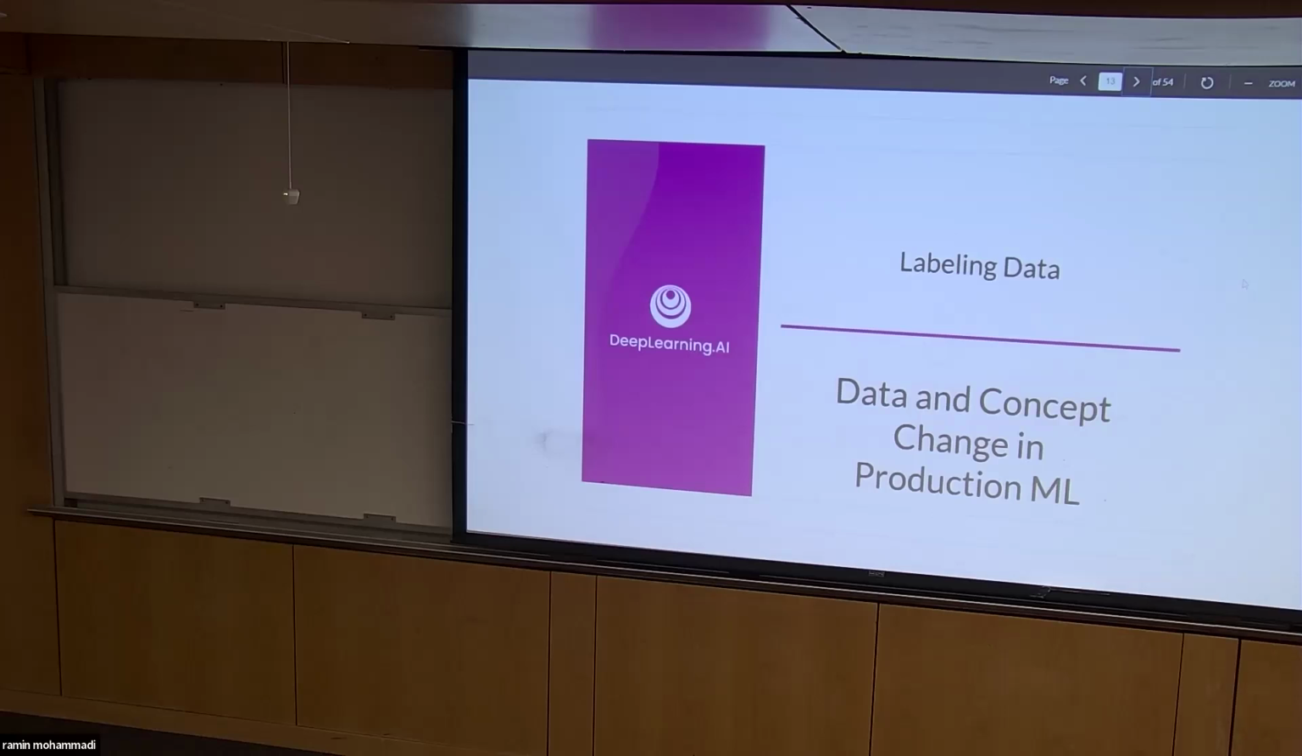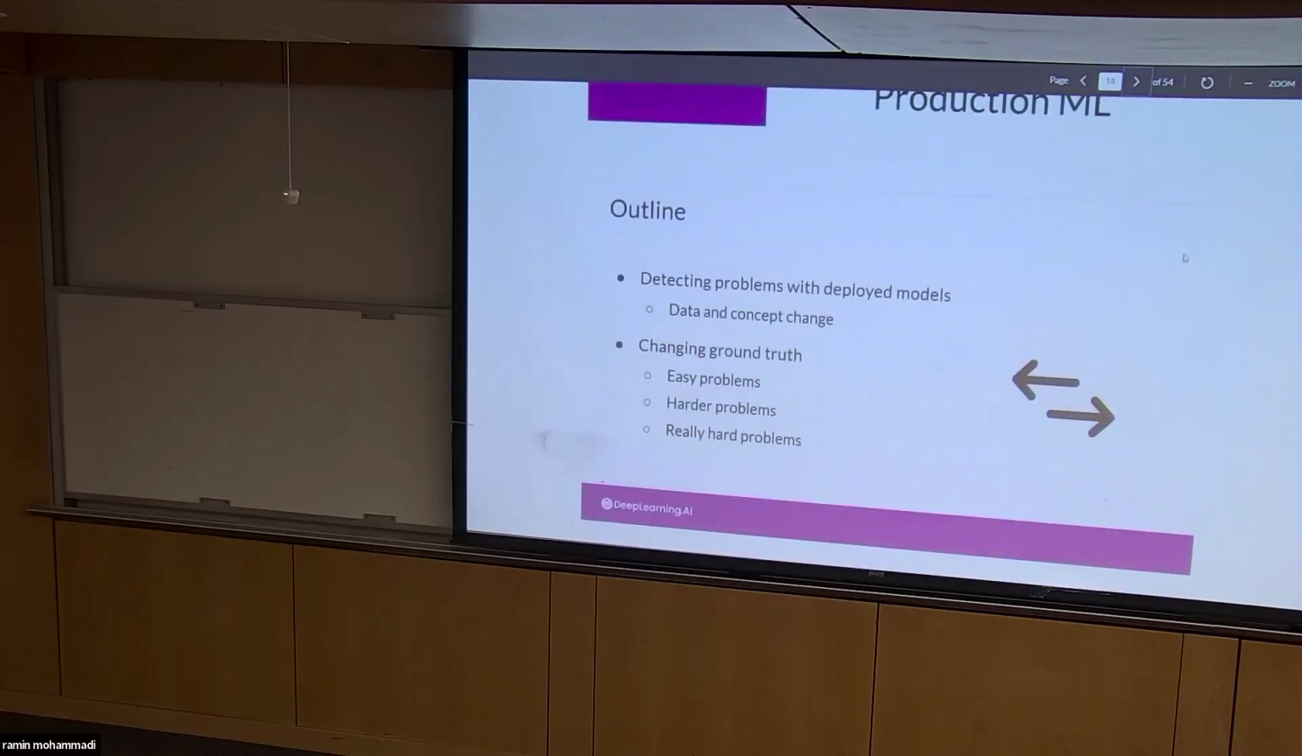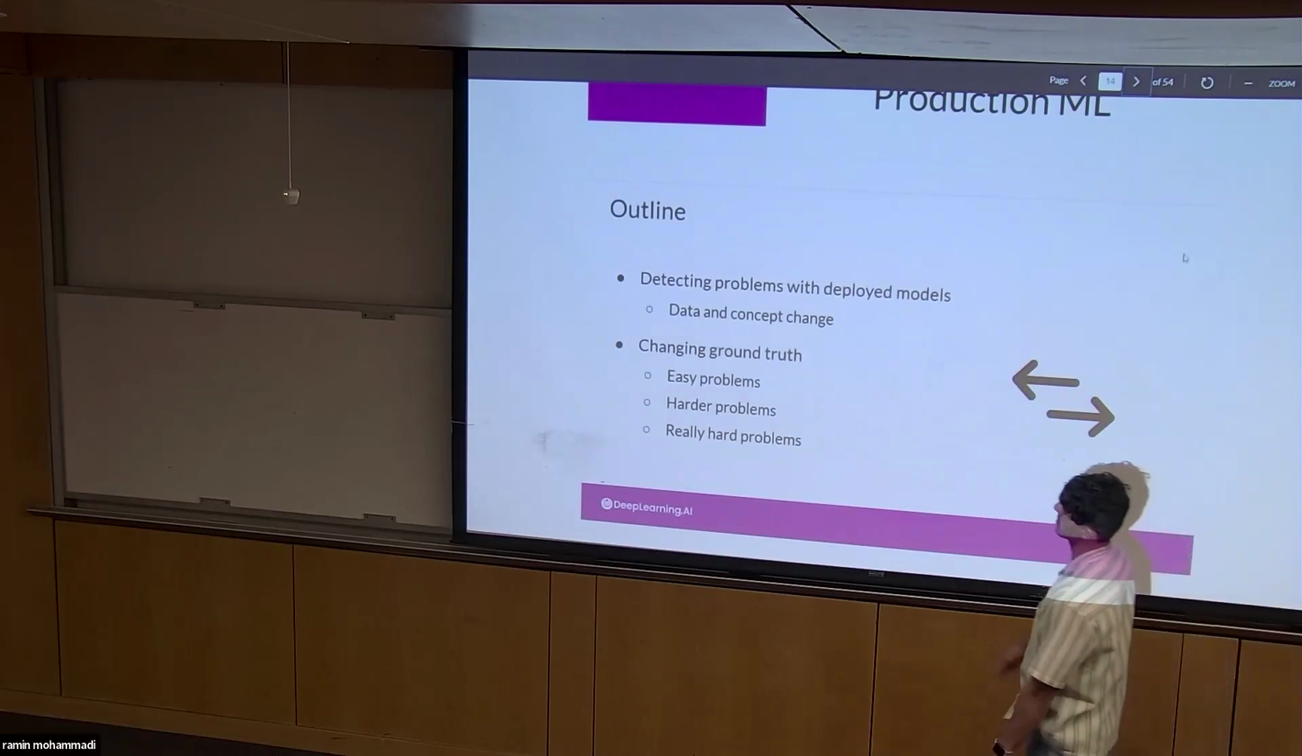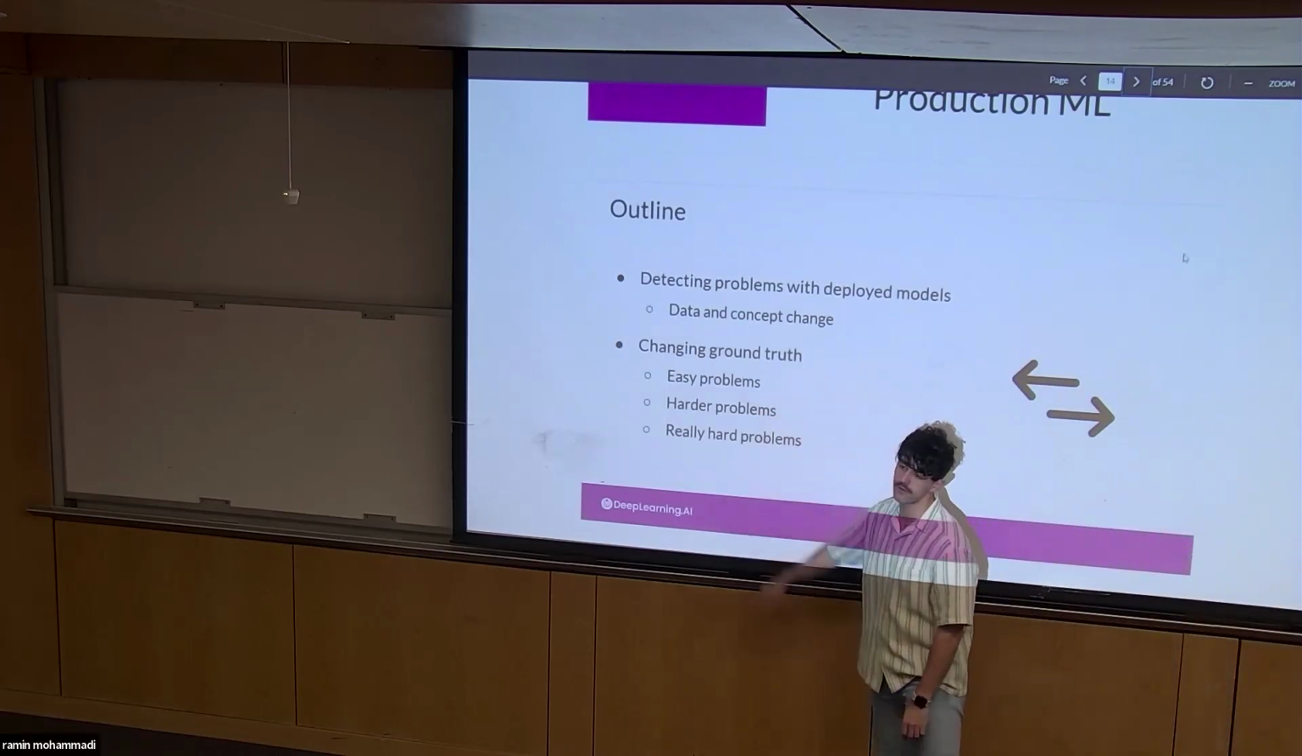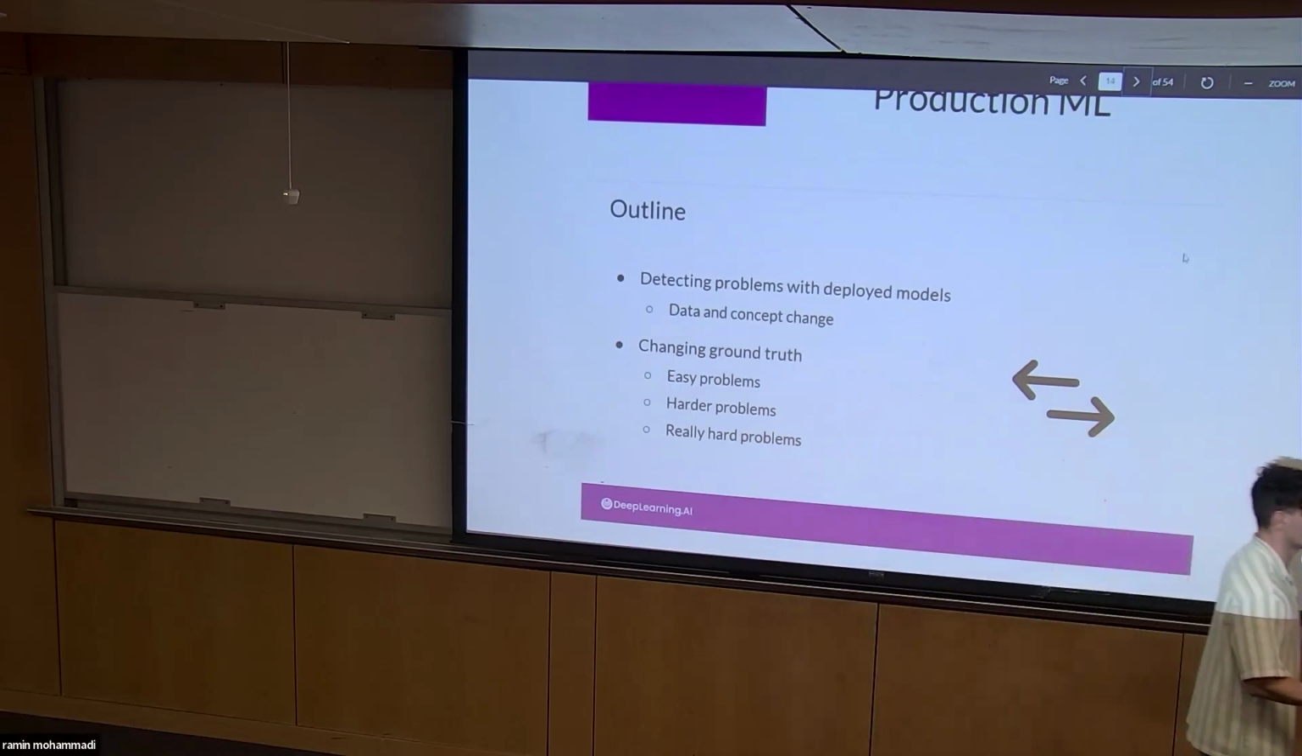So let's delve into this one. We're going to first start talking about detecting problems with a deployed model, which is going to be data and concept changes. And then we're also going to talk about the changes in the ground truths. There are three types of problems that we can look at: the easy problem, the harder problem, and the really hard problem. The categories could be easy, medium, hard, it doesn't matter, the wording here.